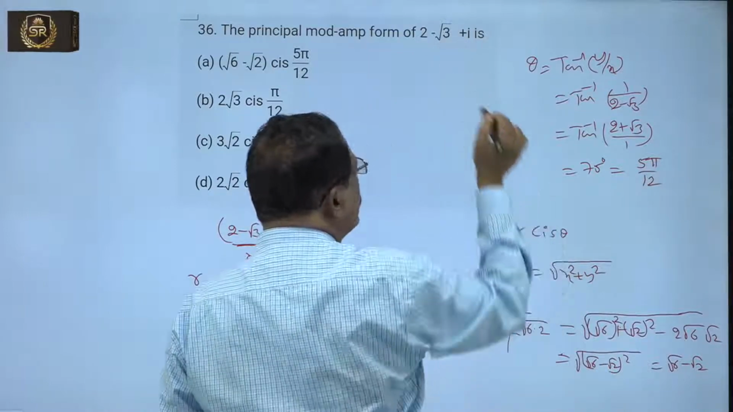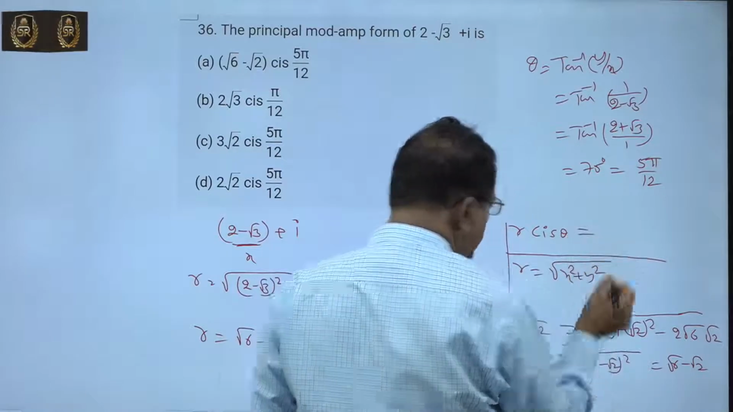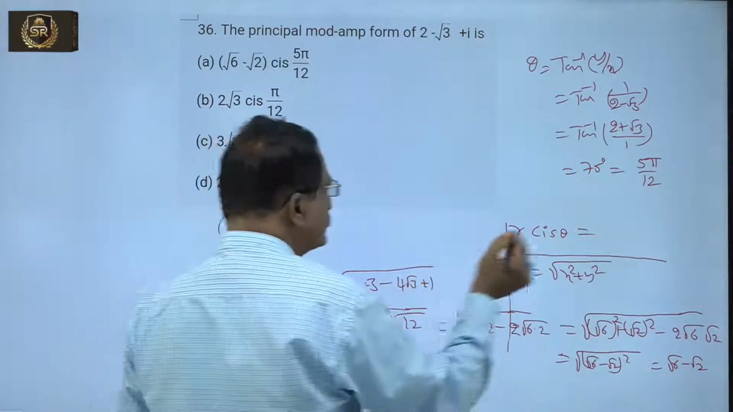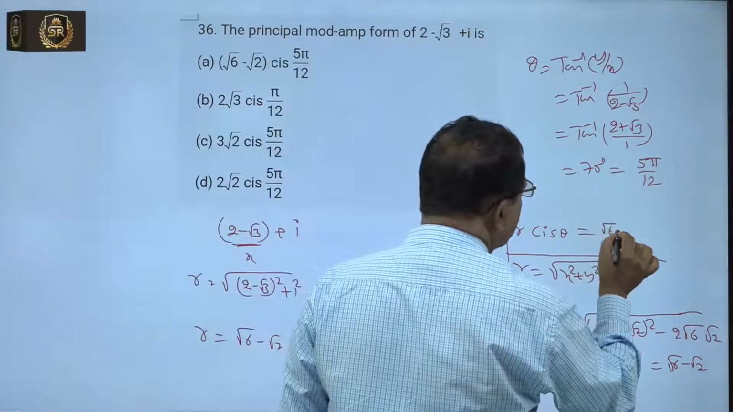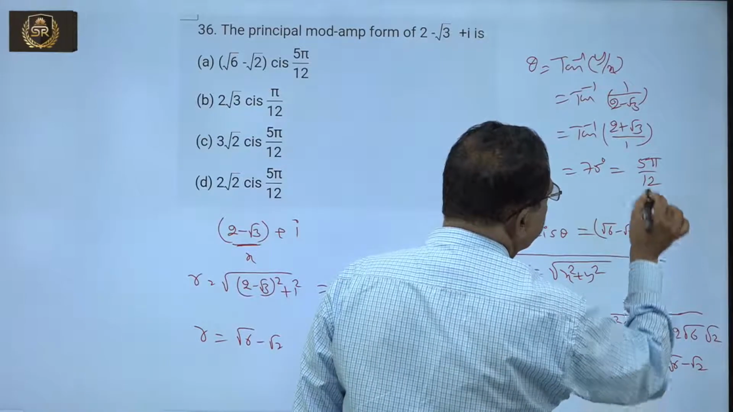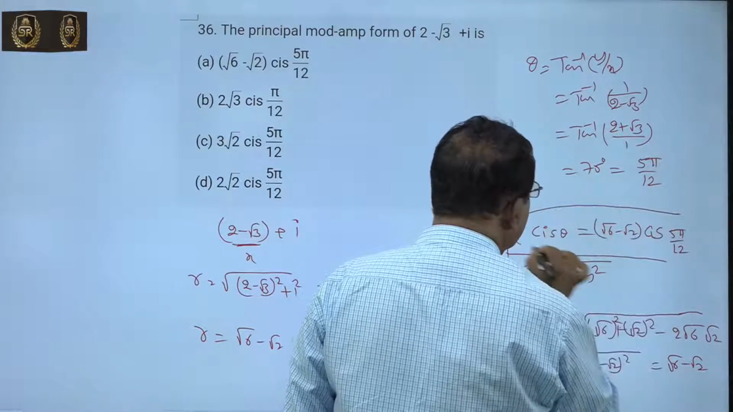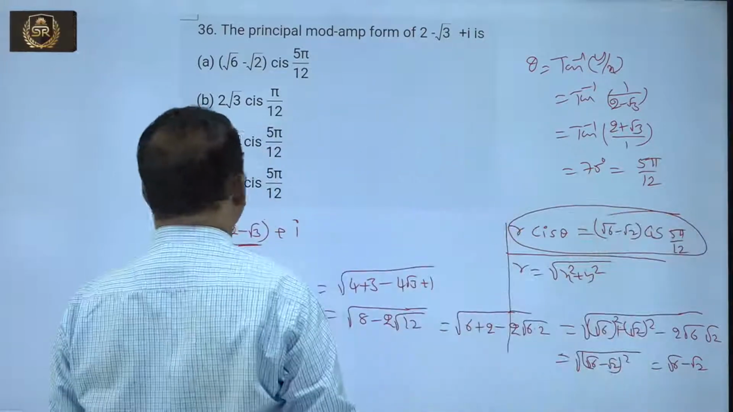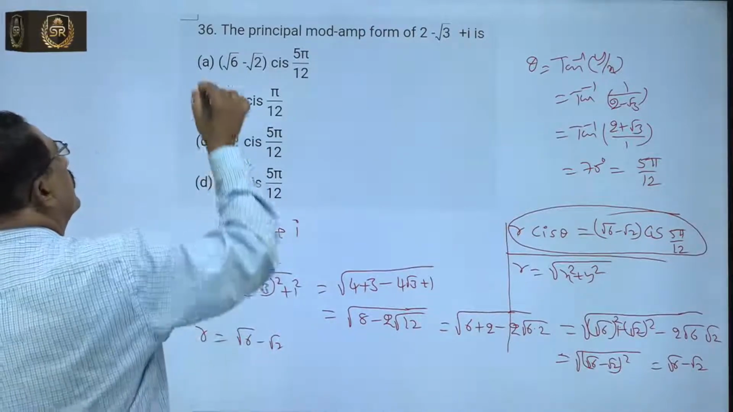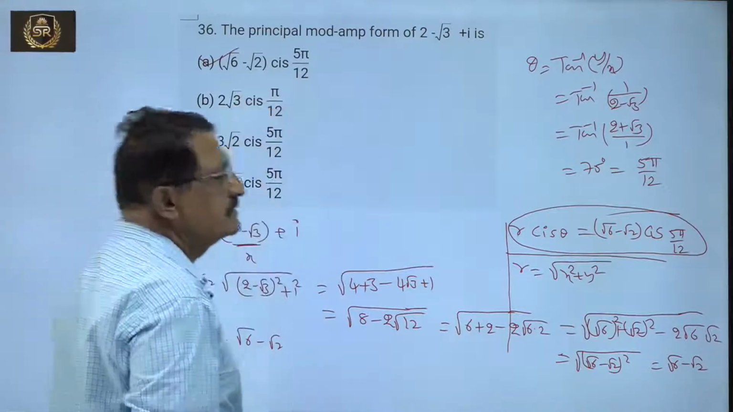Therefore, the mod amplitude form of the complex number, R into cis theta, where R equals root 6 minus root 2 and theta equals 5 pi by 12, is root 6 minus root 2 into cis 5 pi by 12. Now it is the required answer. The option is the first option, root 6 minus root 2 cis 5 pi by 12.